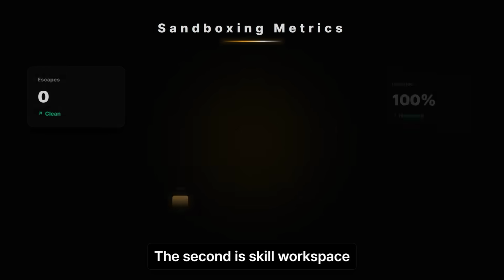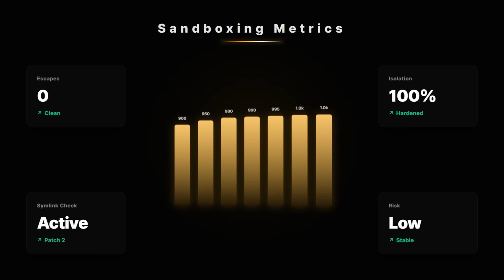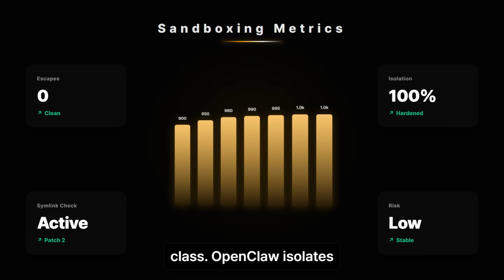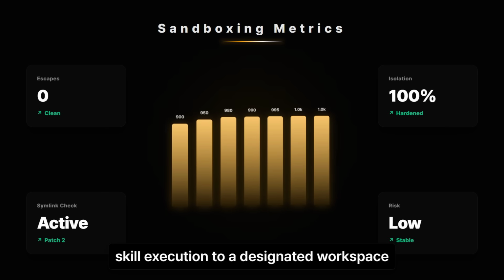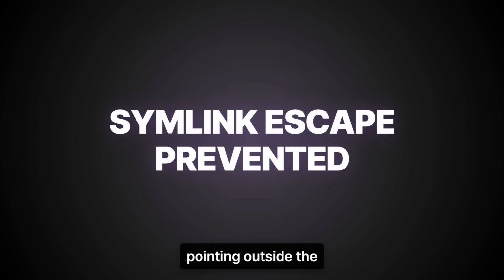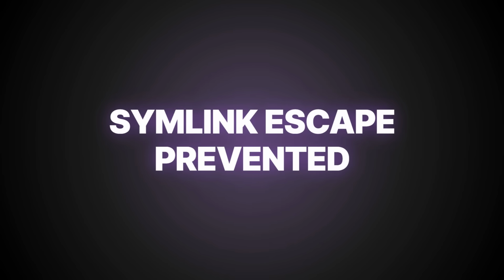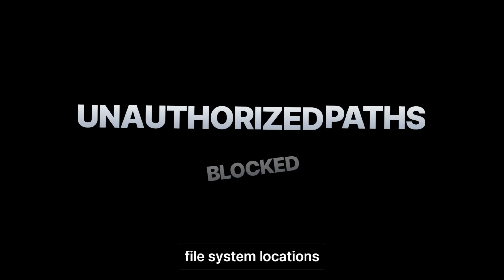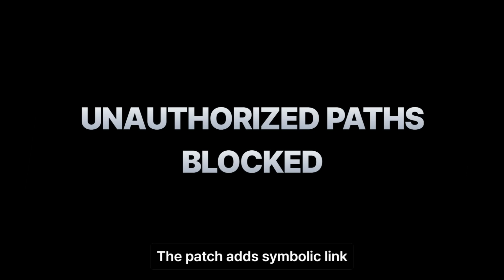The second is Skill Workspace Symbolic Link Escape Protection. This is a more subtle but serious vulnerability class. OpenClaw isolates skill execution to a designated workspace directory. A malicious or compromised skill could previously create symbolic links pointing outside the workspace boundary, effectively giving it read and write access to arbitrary file system locations. The patch adds symbolic link resolution checks before any file operation, refusing to follow links that resolve outside the authorized workspace path.